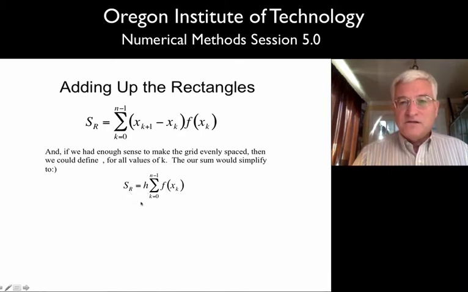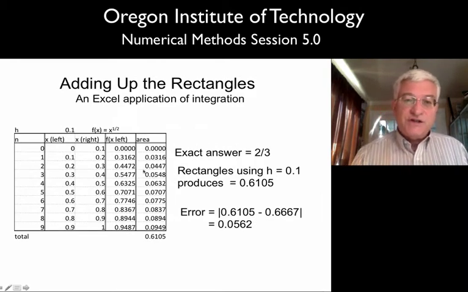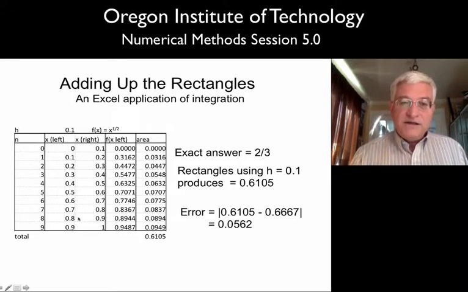Here we have 10 intervals, so we're changing it a bit, and we are characterizing the left side from x0 up to x9 to get our 10 rectangles. We already know that the exact answer is 2/3. We now know that the interval spacing is 0.1, and it's just a matter of calculating the functional values at each point and then multiplying that by h to get the area of each rectangle. Add up the rectangles and you will get a total of 0.61.